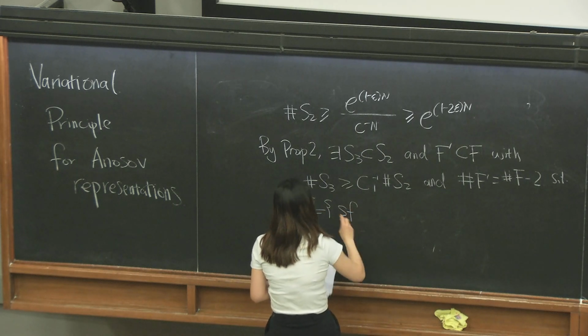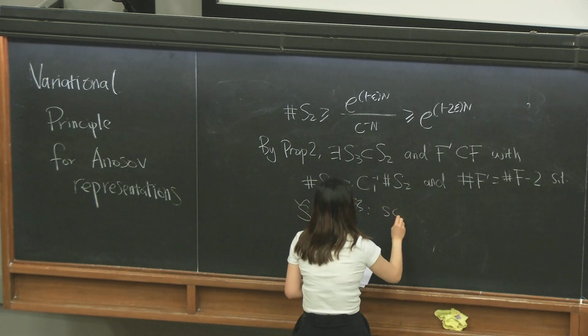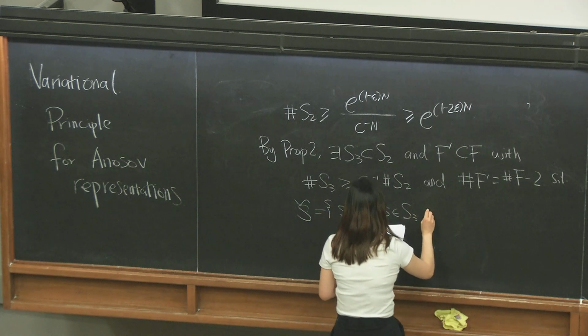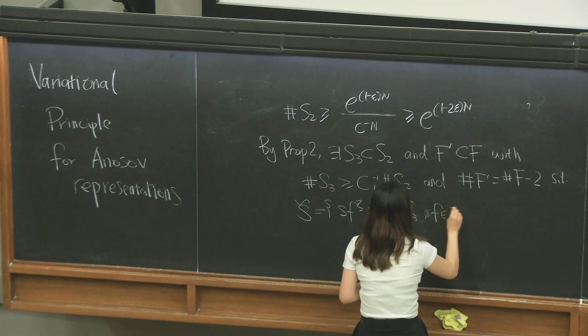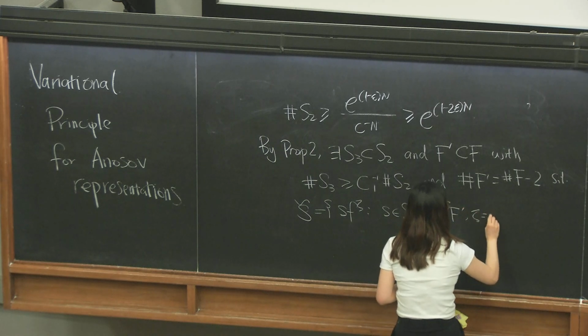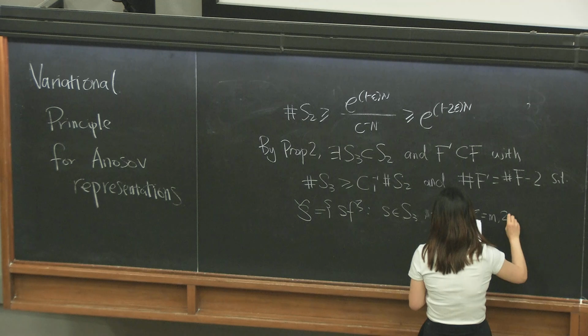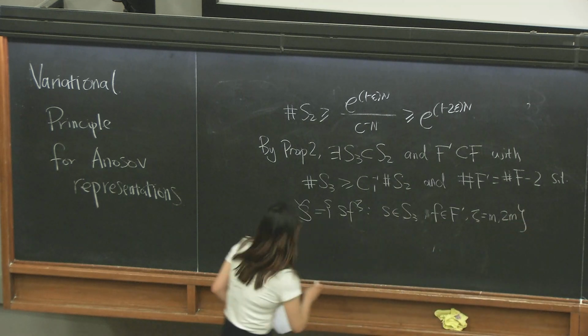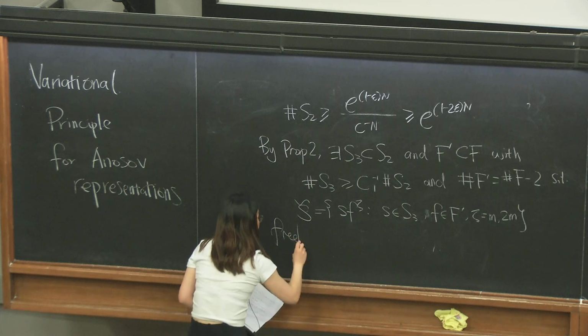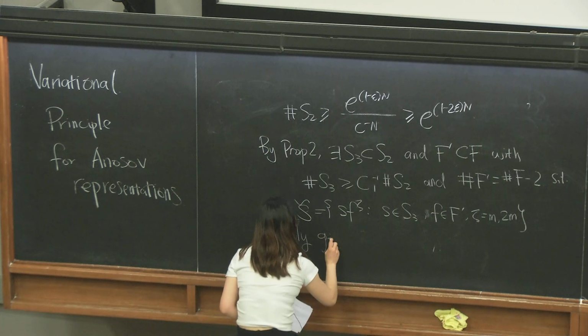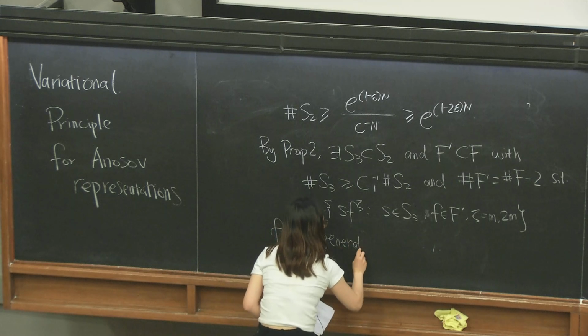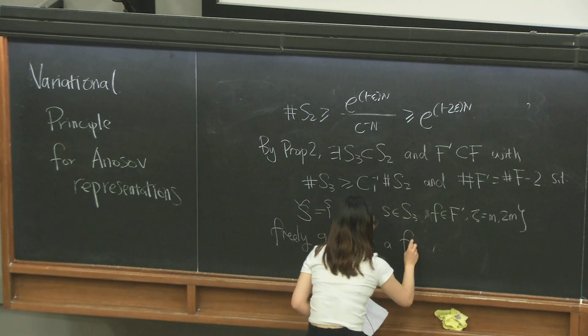So S, F, zeta, where S is in S free, and this F is in F prime, and zeta is a multiple between M and 2M. So this one freely generates a free group.